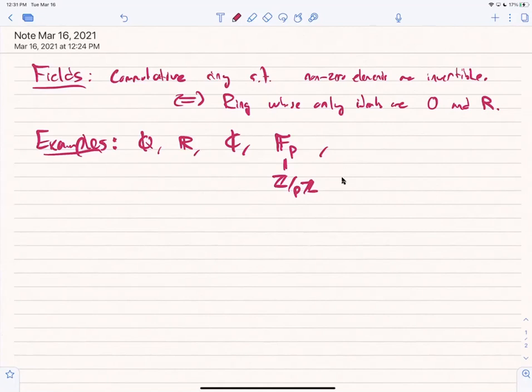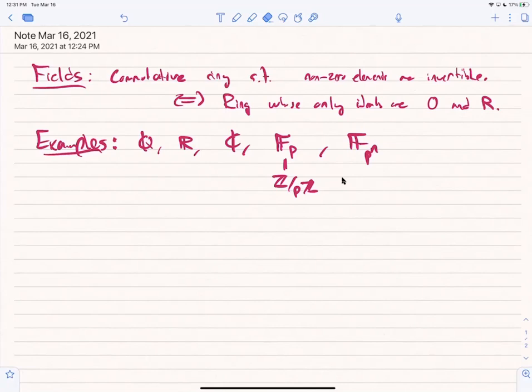Good. So I see someone posted F sub p to the n. Turns out, and we'll talk about this more, but probably many of you have seen it to some extent or another, that for any prime power, there's a unique field up to isomorphism of order that prime power. We call it F sub p to the n. Sometimes we write q for p to the n.